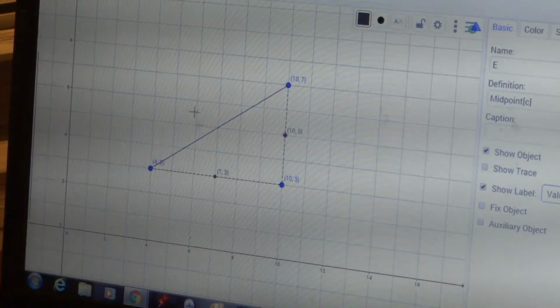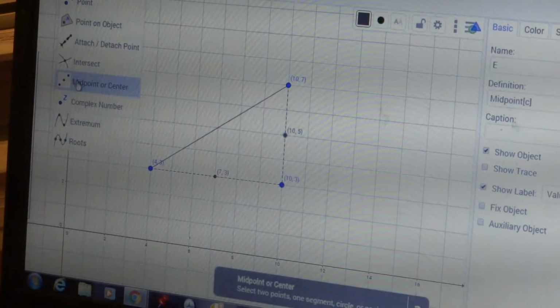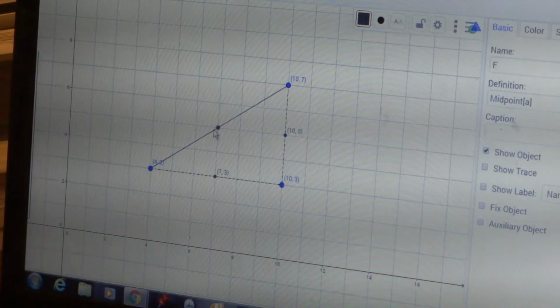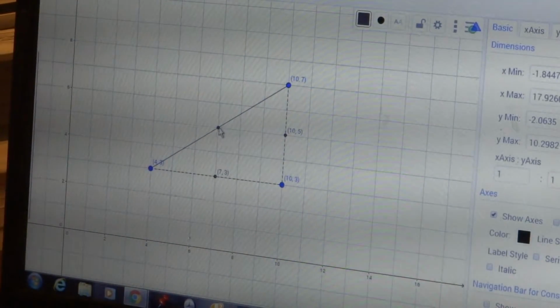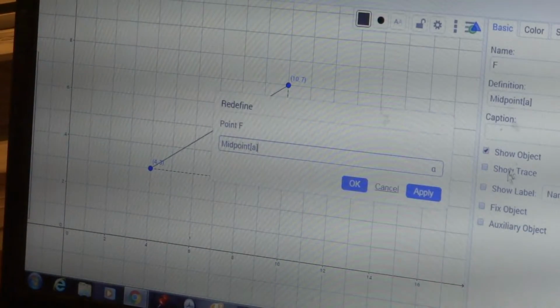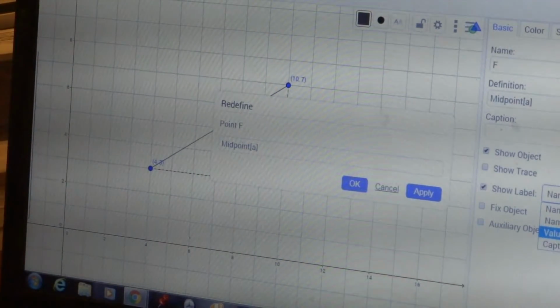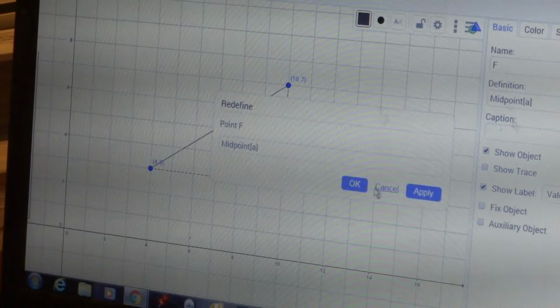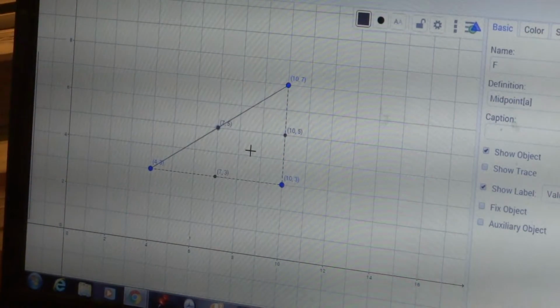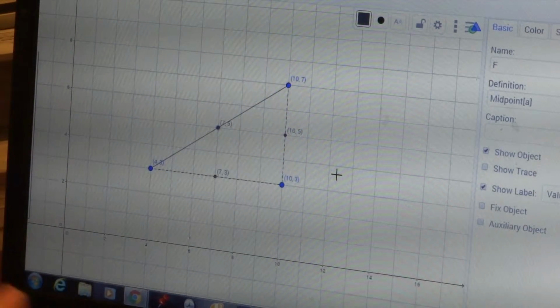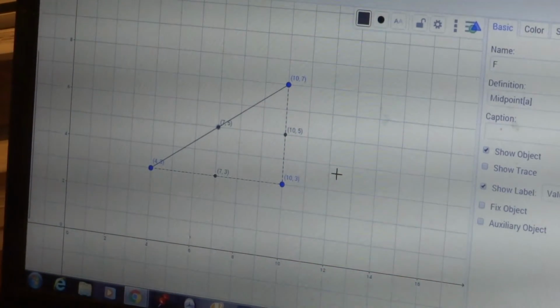So let's see. Let's do the same exact thing and get GeoGebra to give us that value. So there's the midpoint, and if I ask it to show me the value, it is in fact the point 7, 5. So the question is, how do I now put that into a formula? So let's take a look at what we did mathematically.